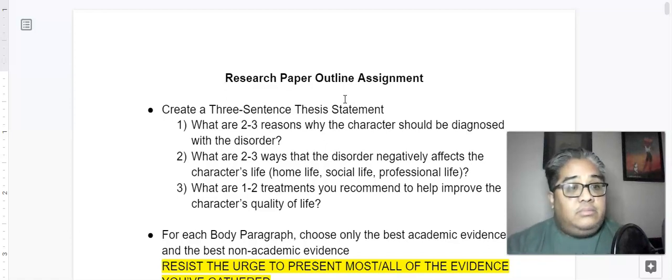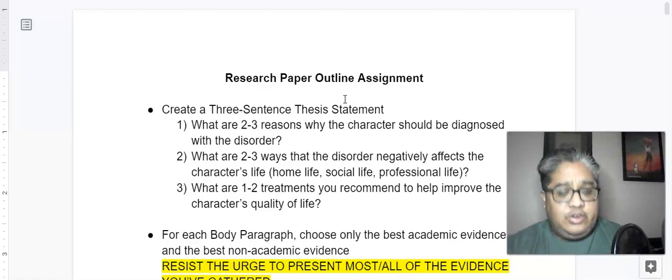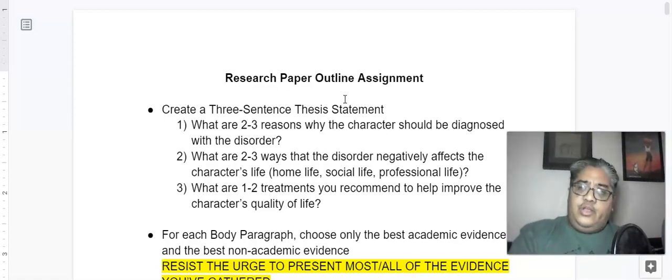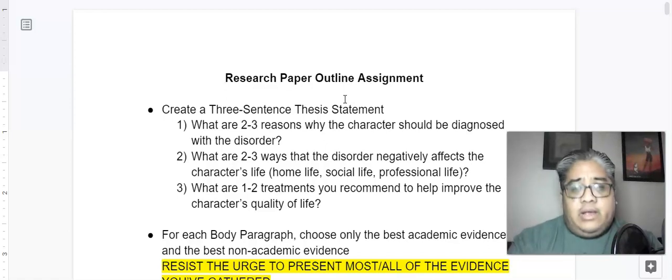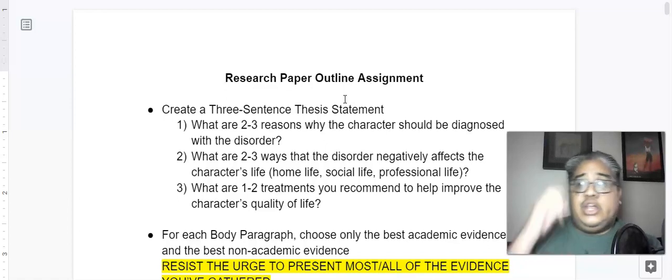So anytime before then, send me what you're working on if you're not sure whether or not you're moving in the right direction, or just want to double check, make sure that you're doing okay with the assignment. Feel free to send it to me, and I'll get you feedback within 24 hours on what you're doing well and what you might need to change.